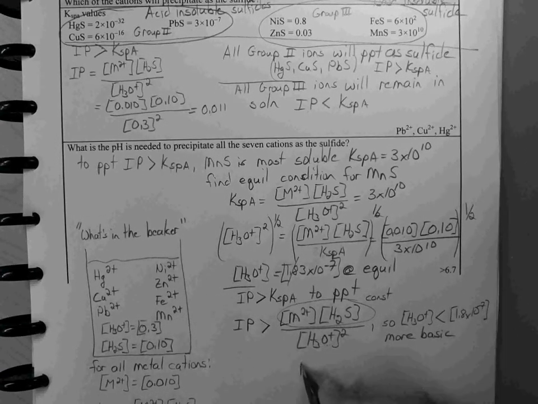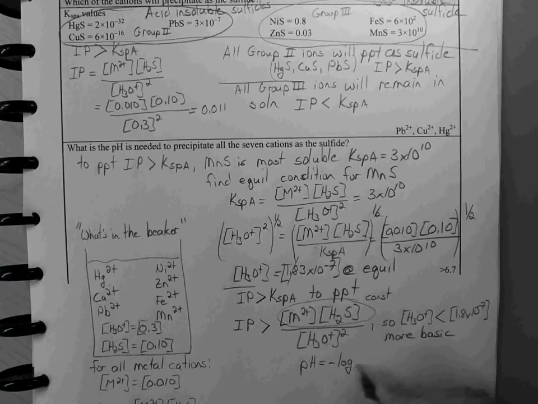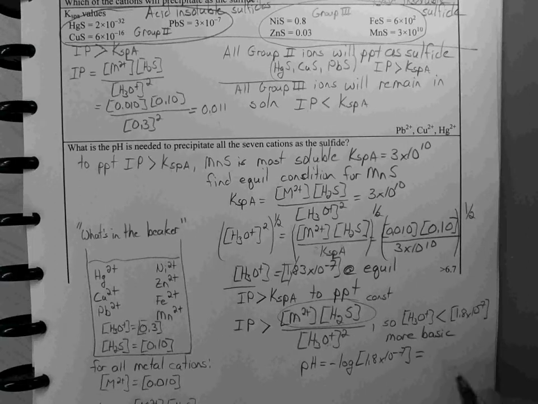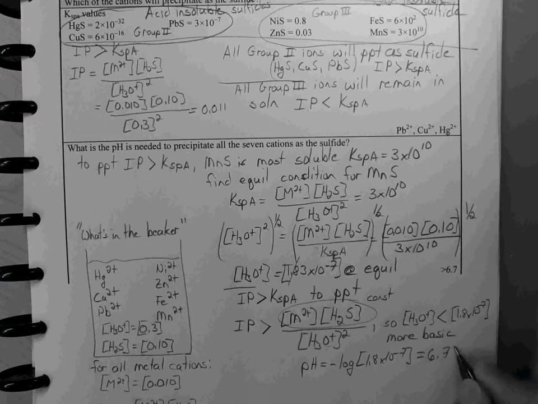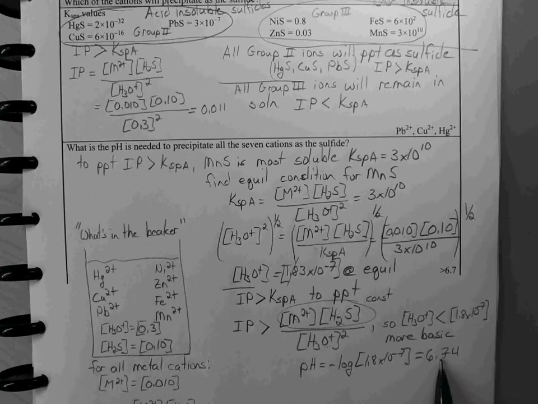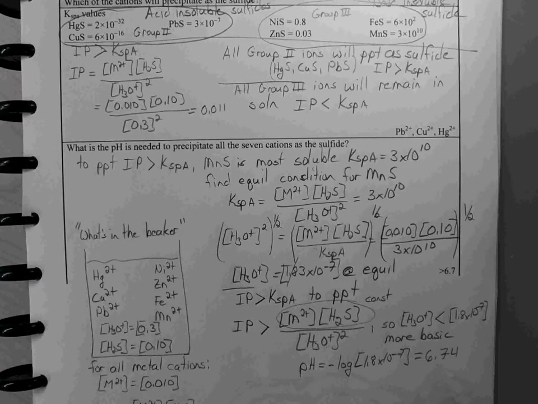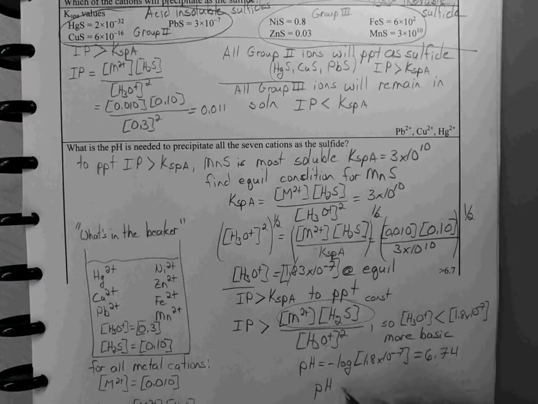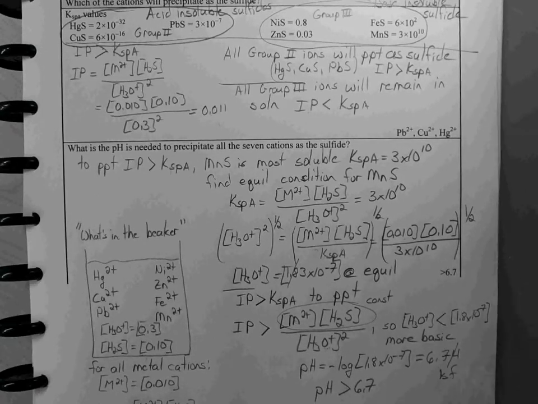Okay, the pH that corresponds to this concentration is equal to 6.74. So in order for all of these to precipitate, we need to have a pH that's more basic than 6.74, and that's why pH has to be greater than 6.7, for which we have one sig fig in our answer.